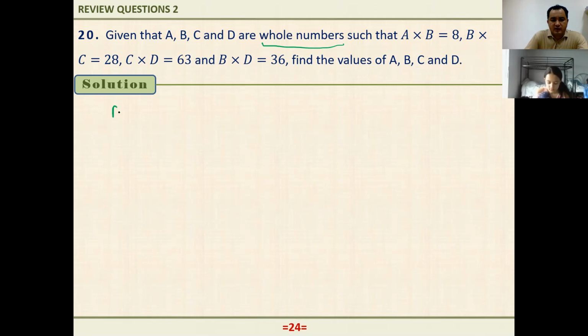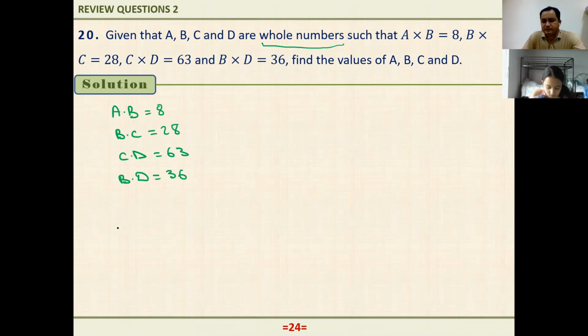And what is given here? A times B is equal to 8. The first equation. How about the second one? B times C is equal to 28. And from here, the third one, C times D equals 63. And the last one, B times D, that's equal to 36, right? So here all the things are multiplied by each other. How can we actually eliminate the variables?